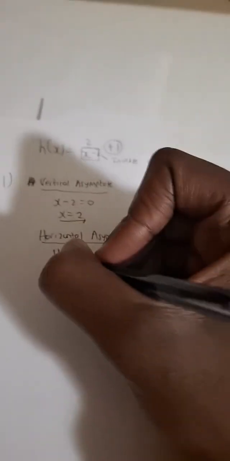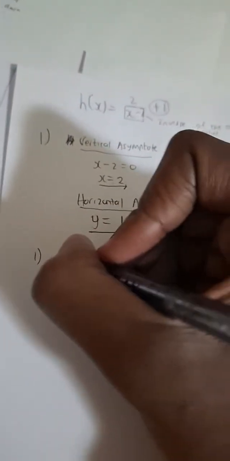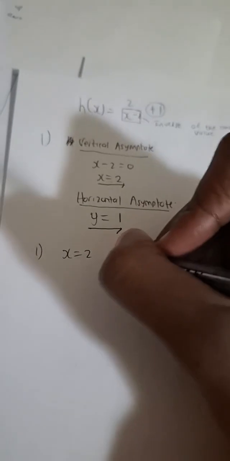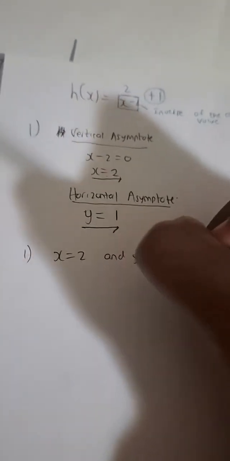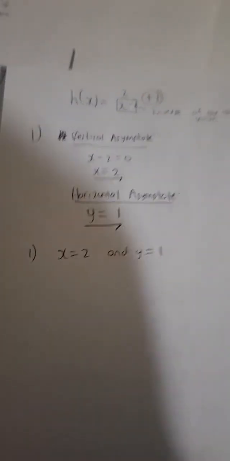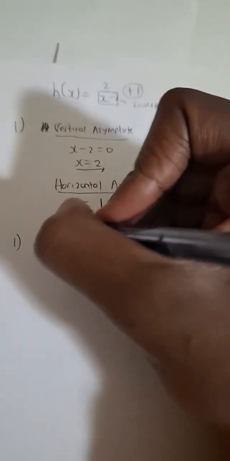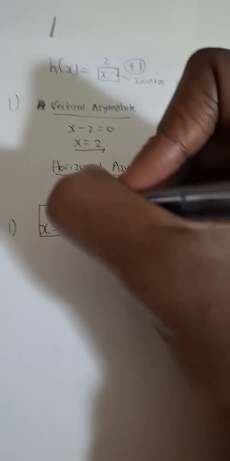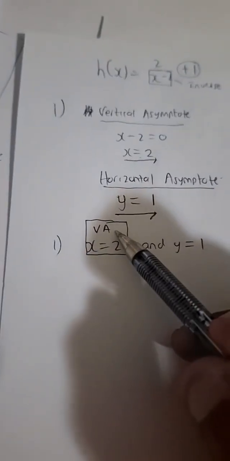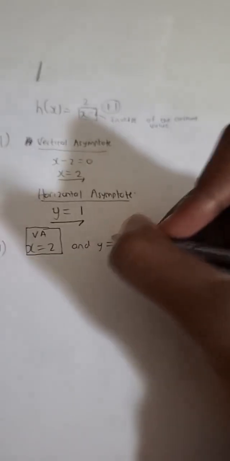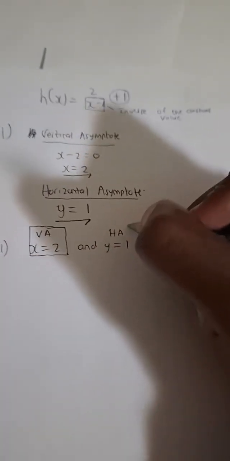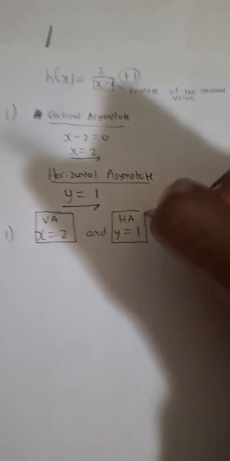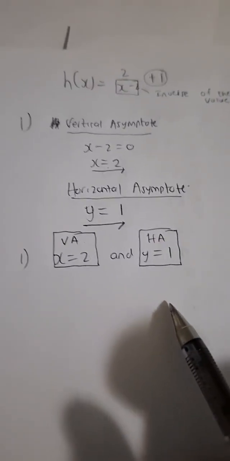So these are the two equations, guys, that I expected you to write in the comment section. I expected someone to say x is equal to 2 and y is equal to 1. This is the VA, and remember, by VA I mean the vertical asymptote. The first letters V and A, and then this is my HA, the horizontal asymptote. Remember, what did I say?